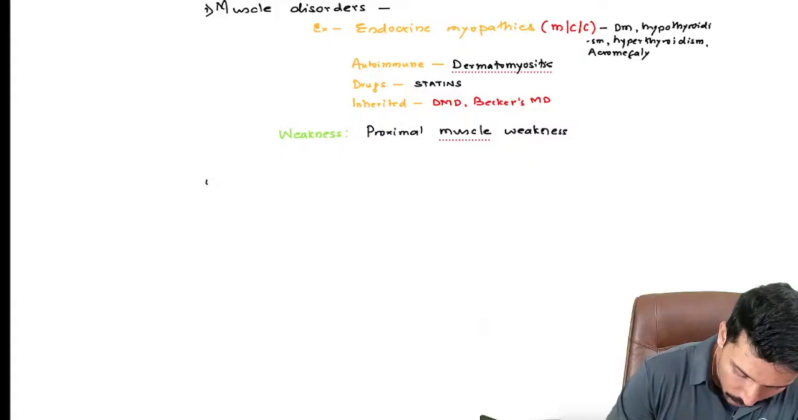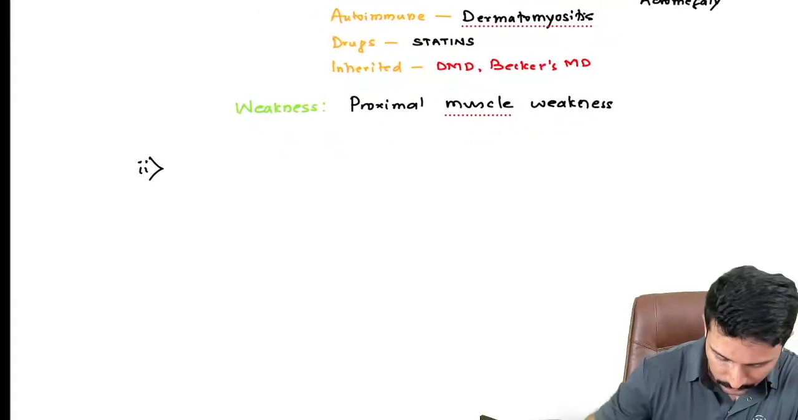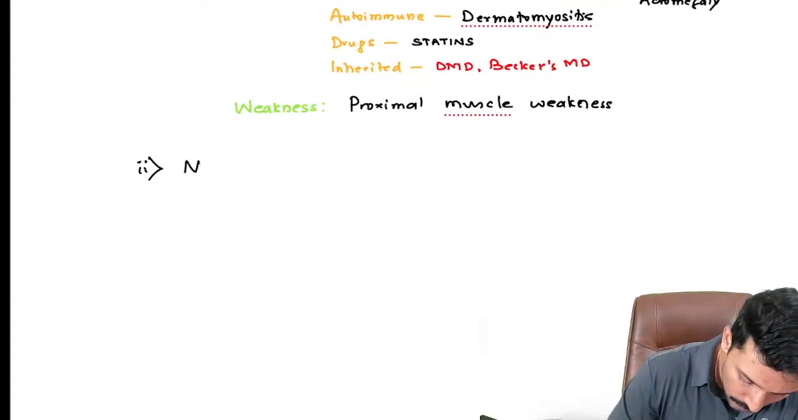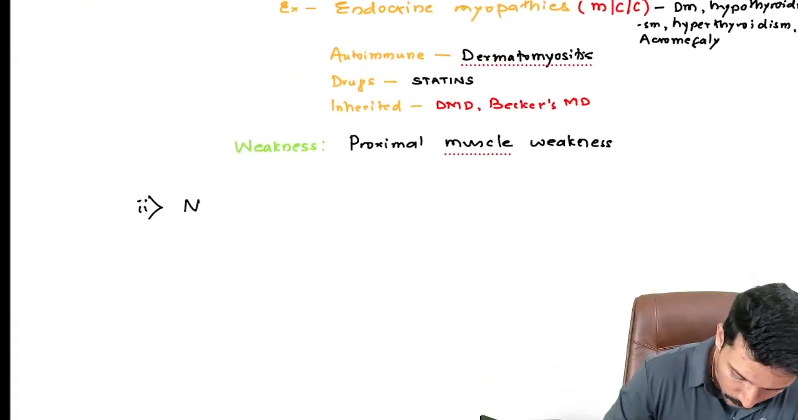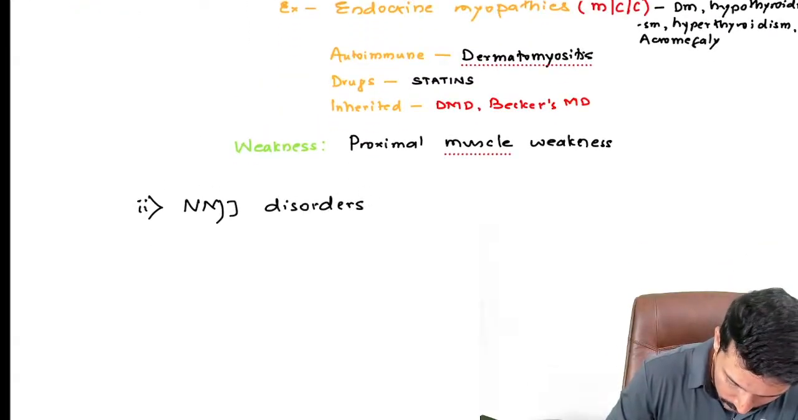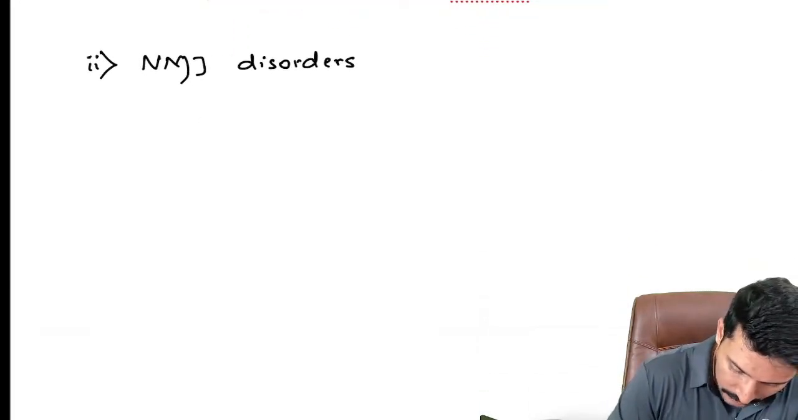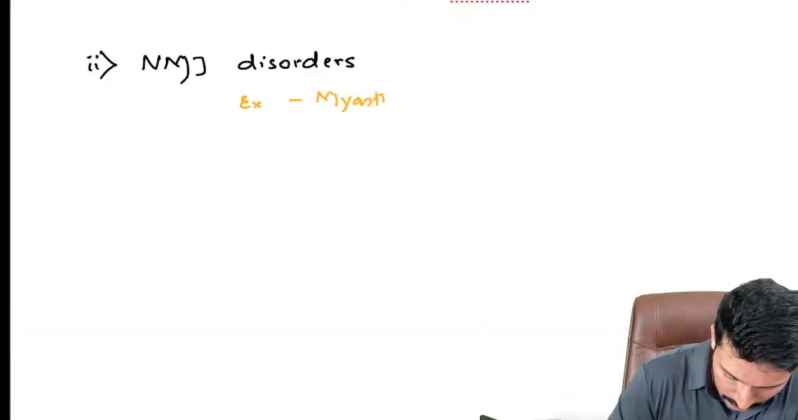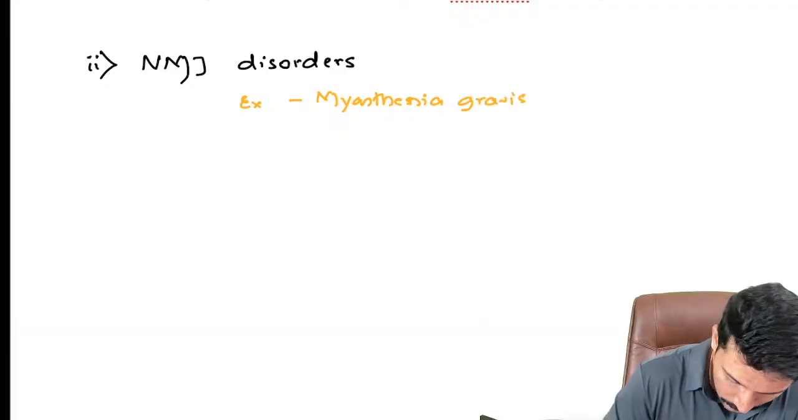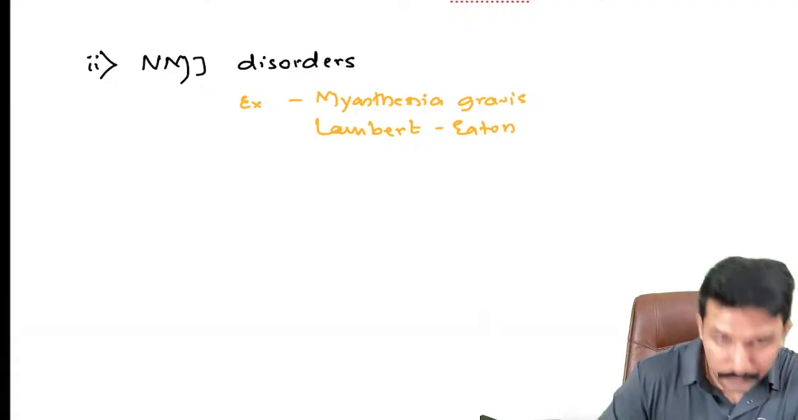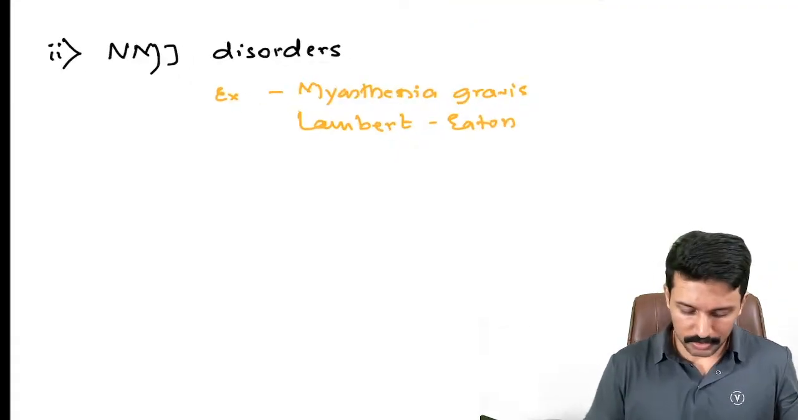The next site we have in the localization is going to be the neuromuscular junction disorders. We know that there are two neuromuscular junction disorders. The first one is myasthenia gravis. That's the most common neuromuscular junction disorder. And the second one is Lambert-Eaton syndrome. These are two neuromuscular junction disorders.